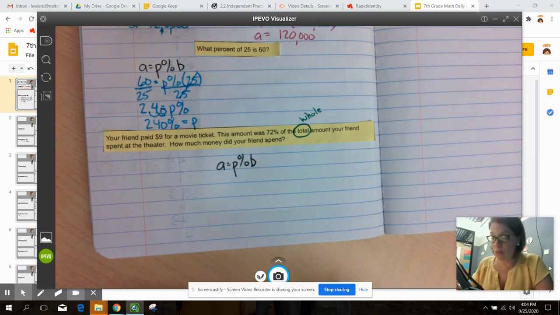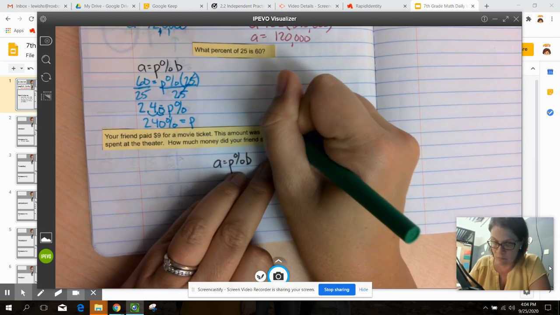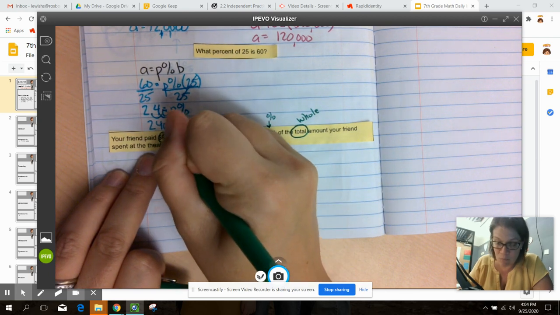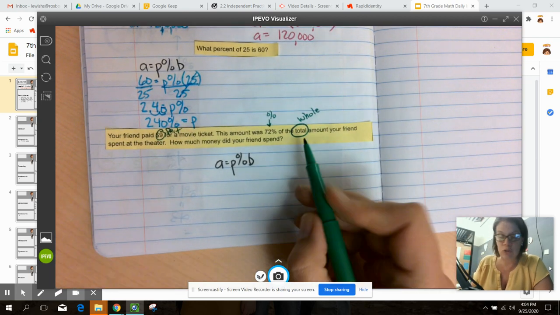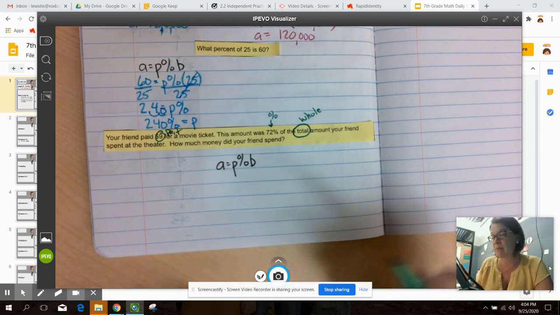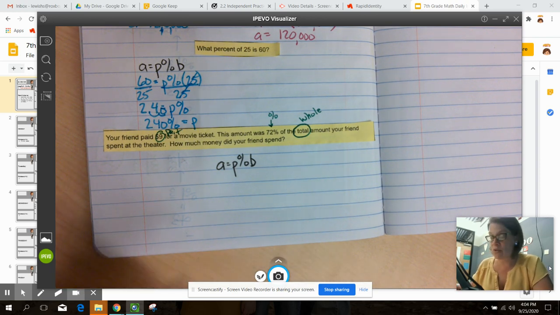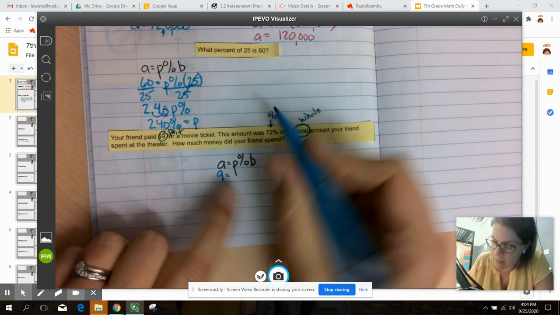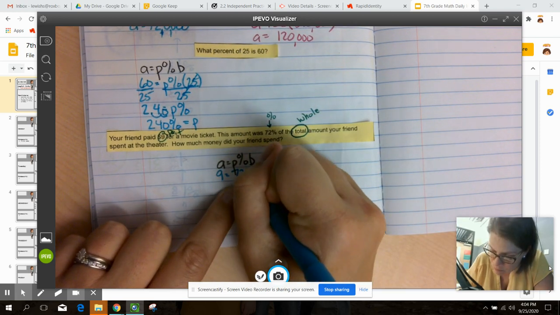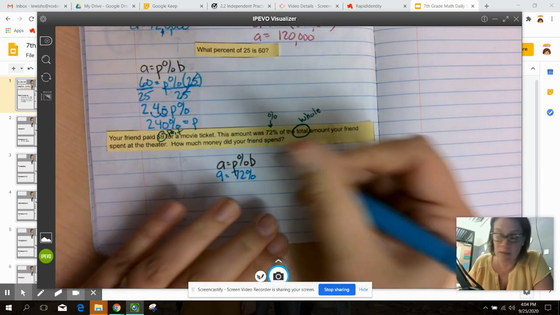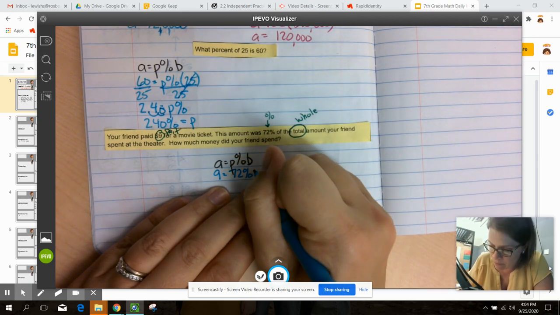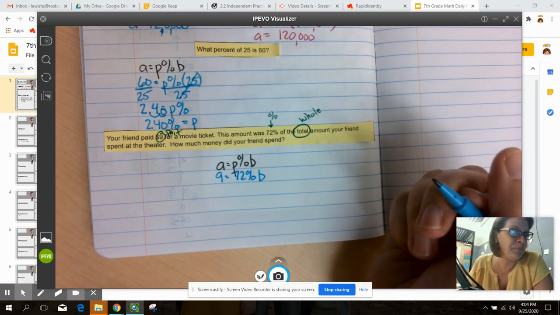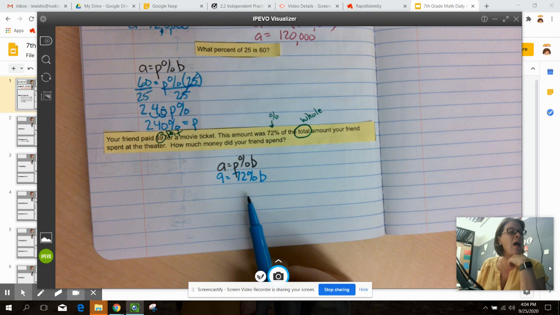So we know the percent. We know the part. We are looking for the whole. Okay, so we need to plug that stuff in. What we know: the part is 9, the percent is 72%. The whole, we don't know that, so that's going to be B. So once again, we are solving for B.